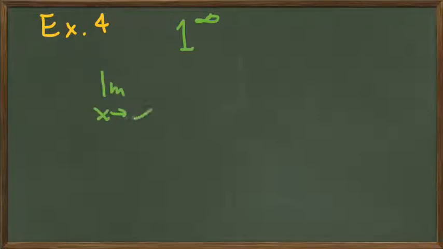L'Hopital's rule applies to other limits than 0 over 0 and infinity over infinity. It applies to limits that can be turned into 0 over 0 or infinity over infinity. This one is actually of the type 1 to the infinity, and it is this problem: the limit as x goes to infinity of 1 plus 1 over x, to the x. This is a limit we proved back in Calculus 1 that you may remember, but let's go ahead and do it.